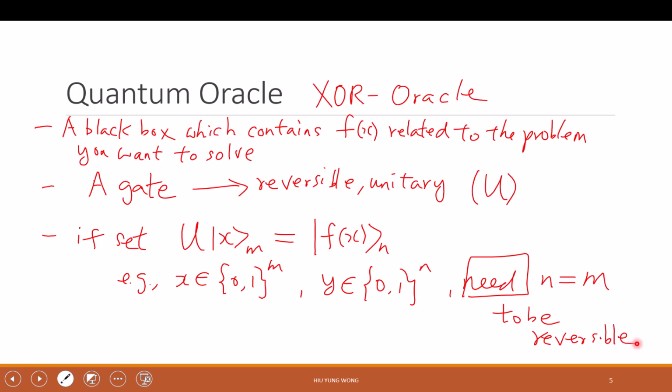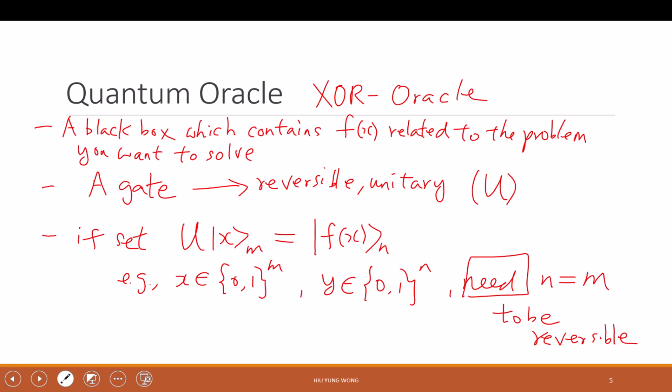Because after all, U is a matrix. If it's reversible, it needs to be a square matrix. So that is the first thing, and we already have quite some progress. We understand this is a good way, but no matter how smart I am, I cannot come up with a U that takes m qubits and gives me n qubits if m is not equal to n. I need to work in the same Hilbert space.